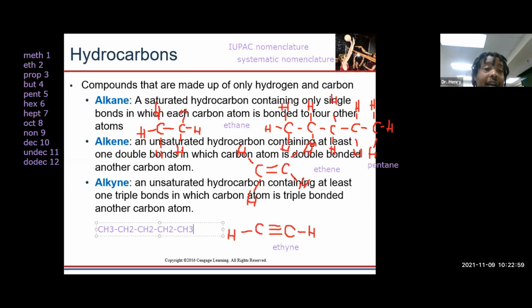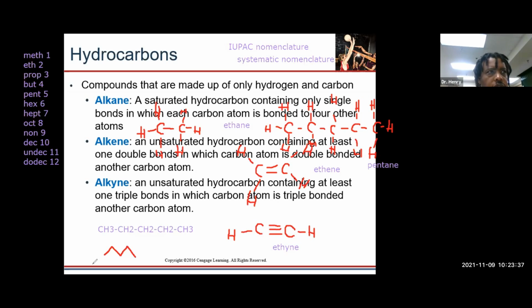And the way that I like to write it is using the skeletal system, right? Skeletal system is just each point, each vertice represents a carbon. So that's 1, 2, 3, 4, 5. That would be the same thing as this and the same thing as this. So you would just count the number of points. So that has 5 points. So then we would call this guy pentane.